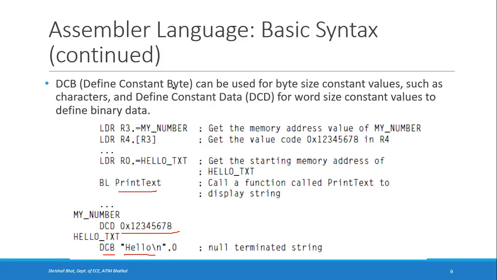What happens here is we are using BL. BL stands for branch with link. It's a branch instruction, like a jump instruction or a call instruction. We are branching to a label, a function which is indicated using the label print text. With link means after executing that particular function, you come back to the same place from where you had branched. So this is the way you can define certain bytes and words using the DCB and DCD assembler directives.